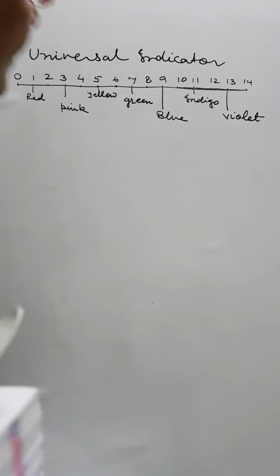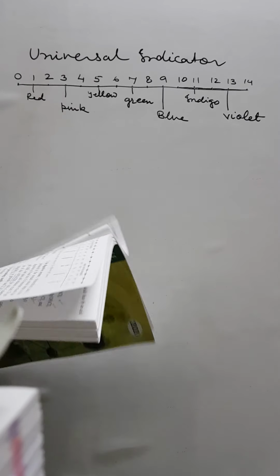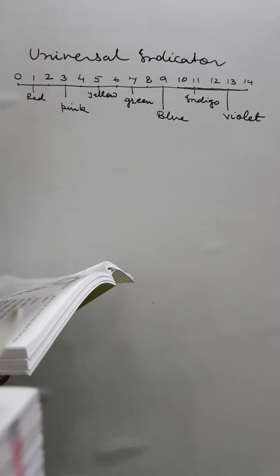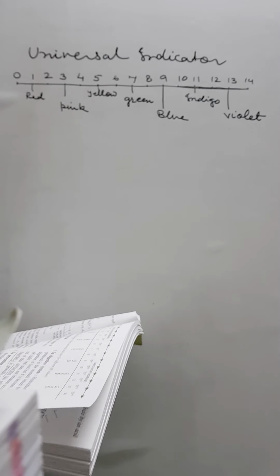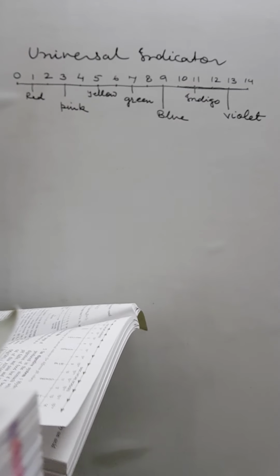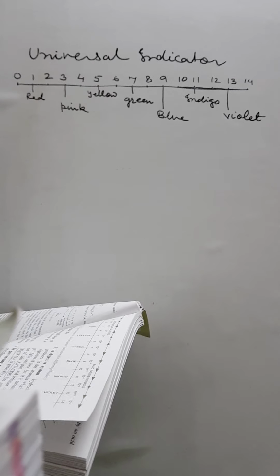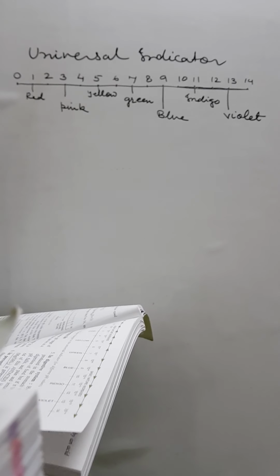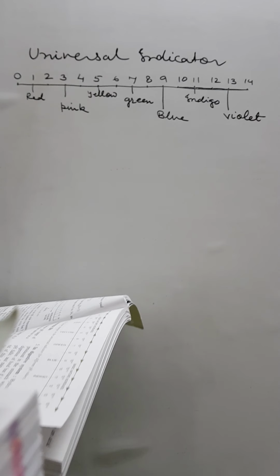Now children, if I have to say what is this universal indicator? Children, so far you have seen about common indicators like litmus, phenolphthalein, methyl orange. Now what are these universal indicators? These are a mixture of dyes, chemicals, which show different colors in different mediums, right?